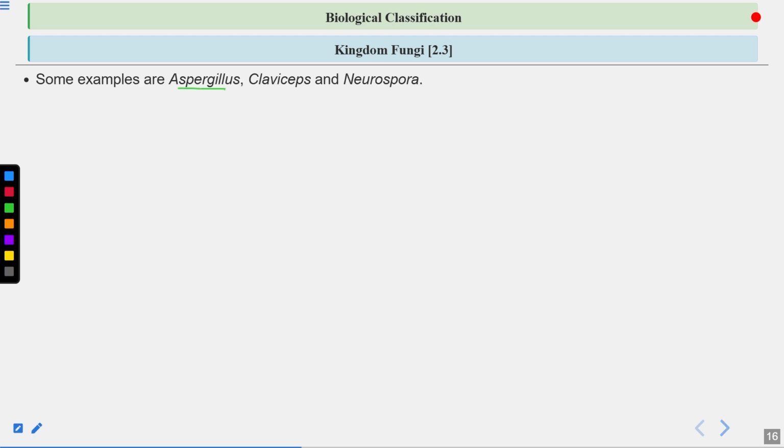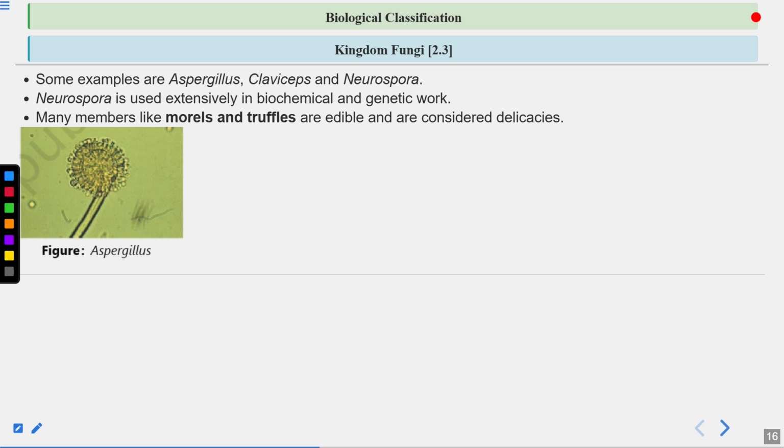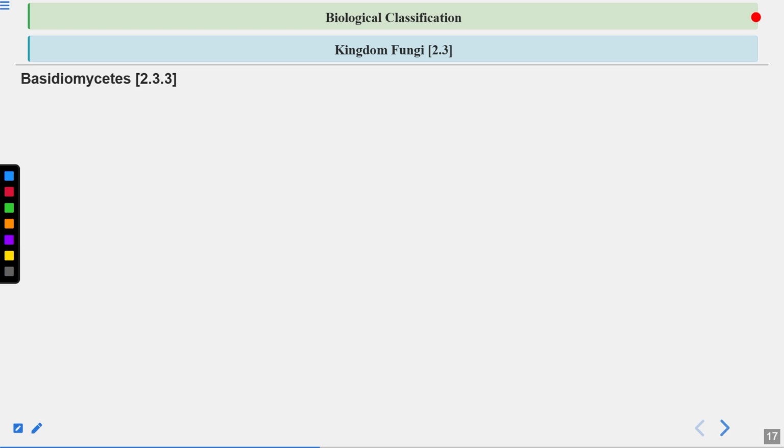Examples you should remember: Aspergillus, Claviceps, and Neurospora. Neurospora crassa is extensively used in biochemical and genetic work because Neurospora has a short lifespan and is easy to grow in the lab. Now, many members like morels and truffles are edible and are considered delicacies. These belong to Ascomycetes. You can see this is Aspergillus.